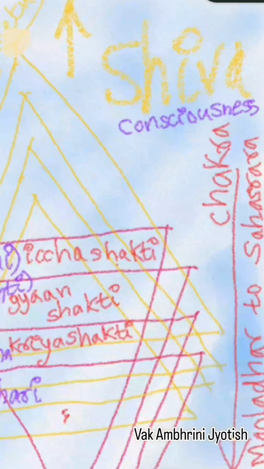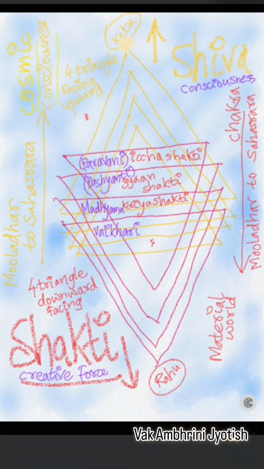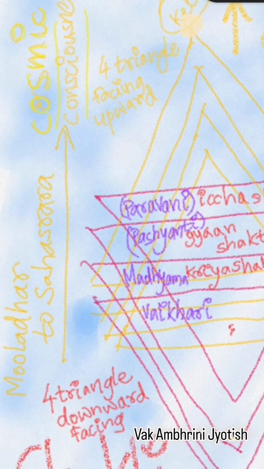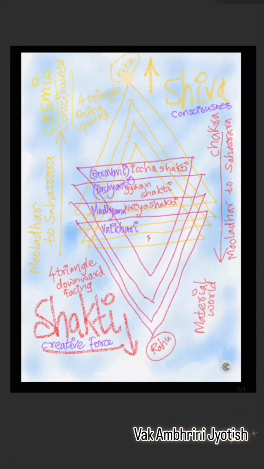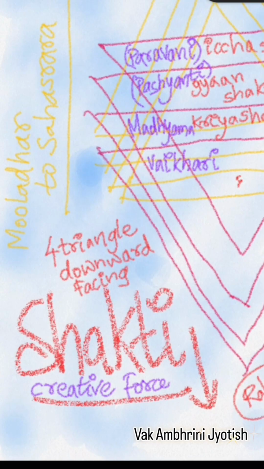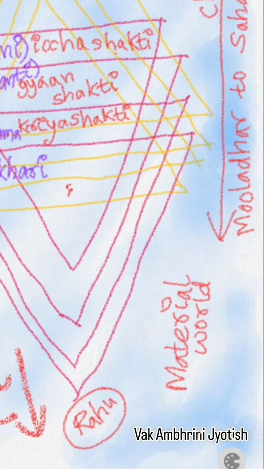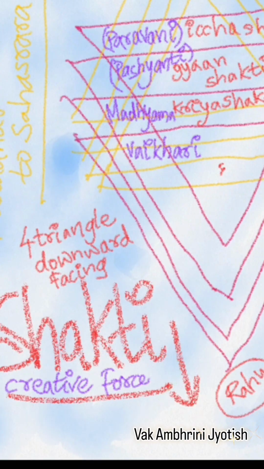This is Shiva consciousness. I have made those triangles with yellow gold color, and the downward facing triangles are Shakti, the creative force. You know what is the upward triangle representing? The upward triangle here represents leaving every material thing and joining with Shiva, cosmic consciousness. And what it shows in the downward is going towards the world. Downward triangle is going towards the world, going towards creativity, creating, manifesting, creating the solid objects.